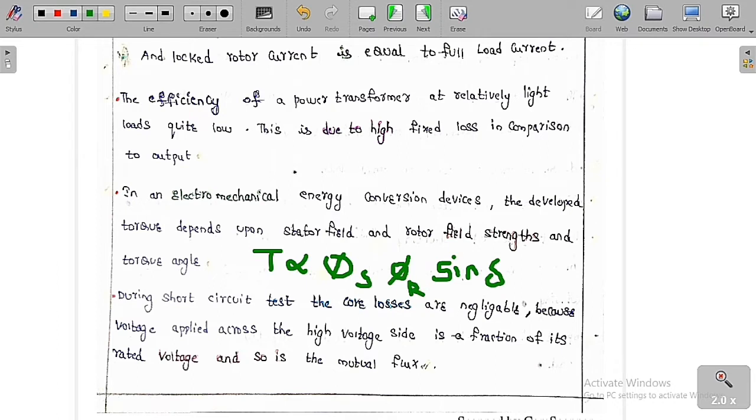So this is a very important point. Therefore, in an electromechanical energy conversion device, the developed torque depends upon the stator field, the rotor field strength, and the torque angle. Torque angle is delta. It is the angle between phi s and phi r.